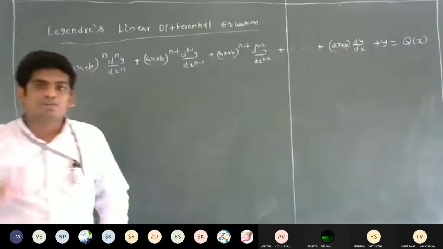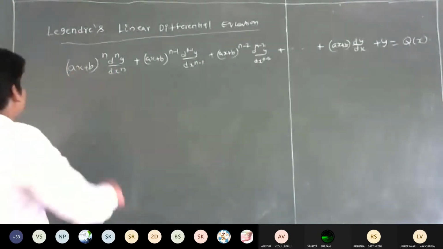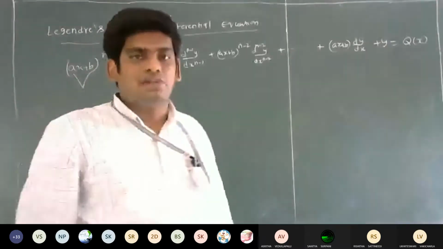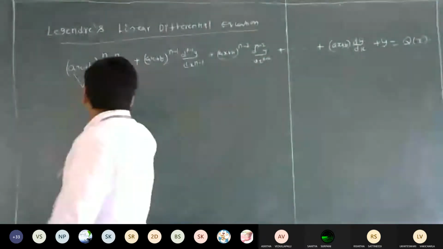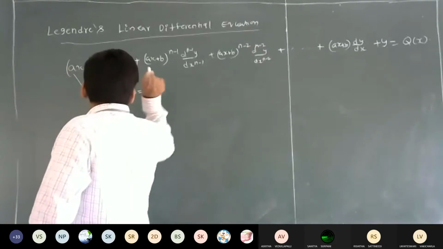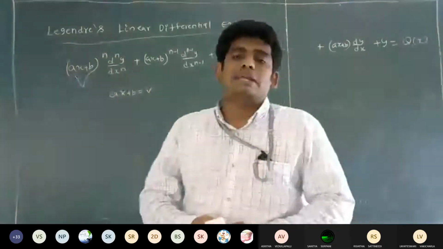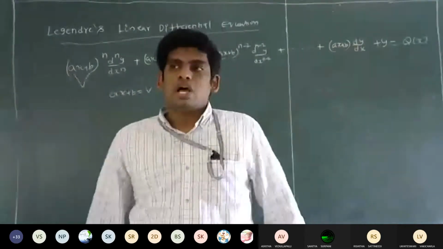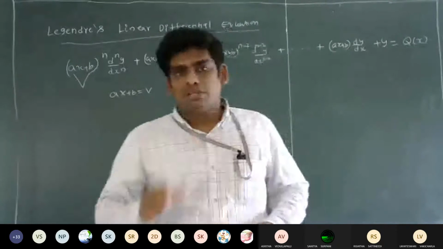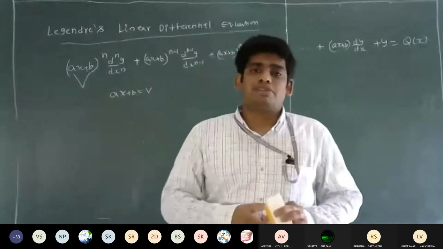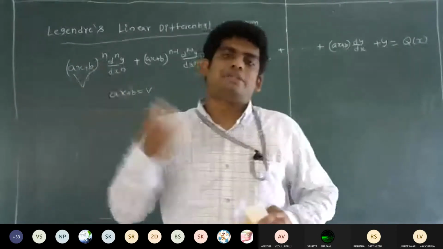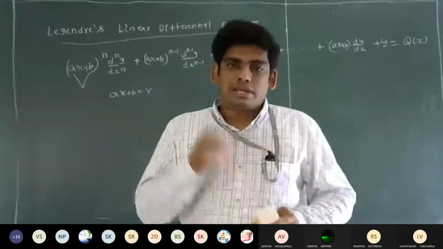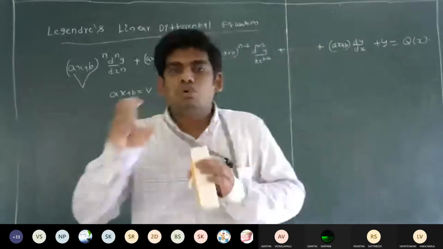Here first we have to eliminate this term by using a suitable transformation, that is ax plus b is equal to e power z. In the next step we are converting the Legendre differential equation into a Cauchy-Euler type differential equation. We already know how to solve the Cauchy-Euler type differential equation, so we can apply the same procedure and we will get the required result.